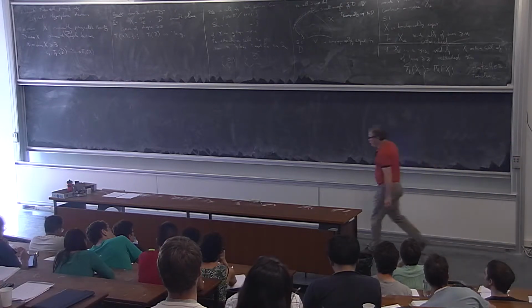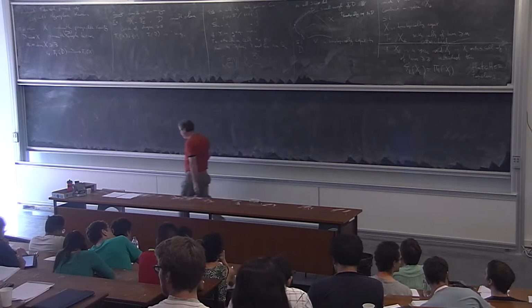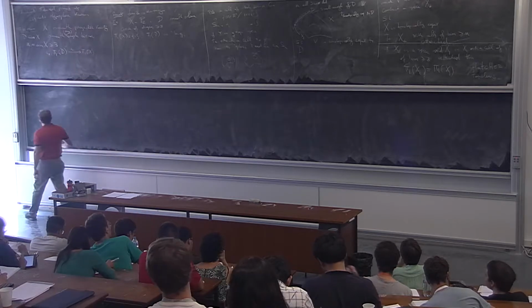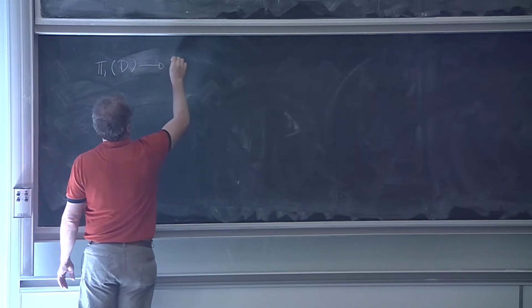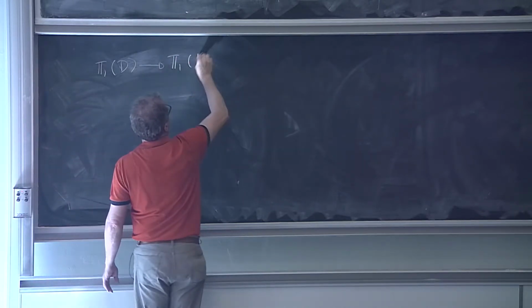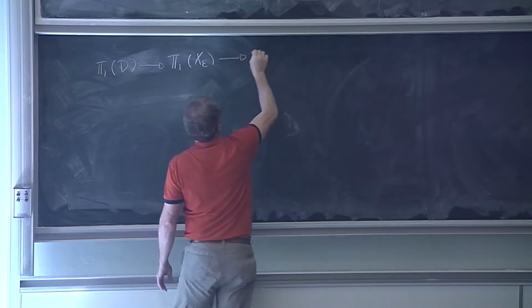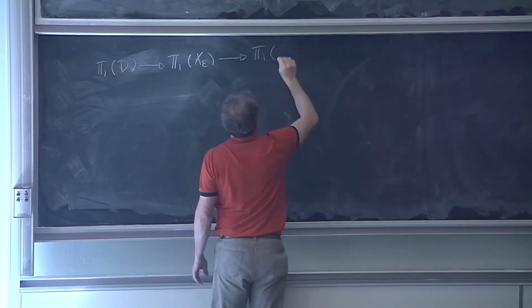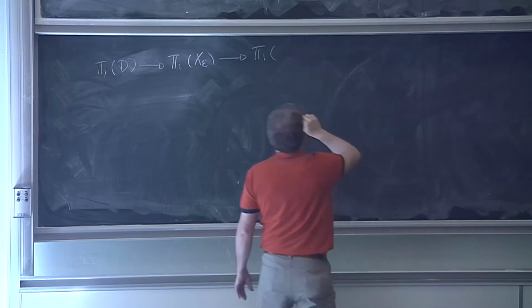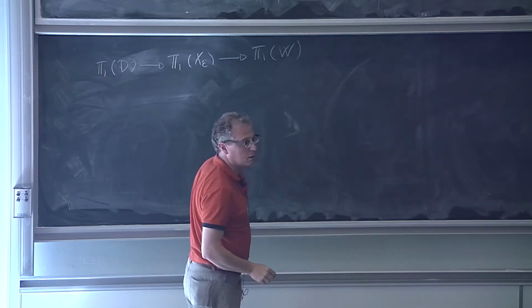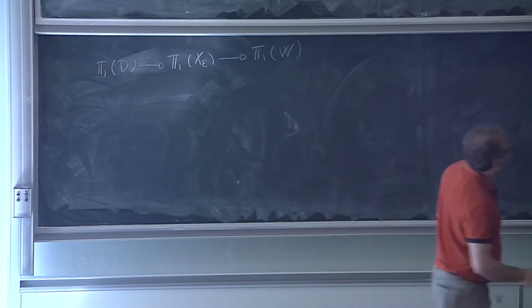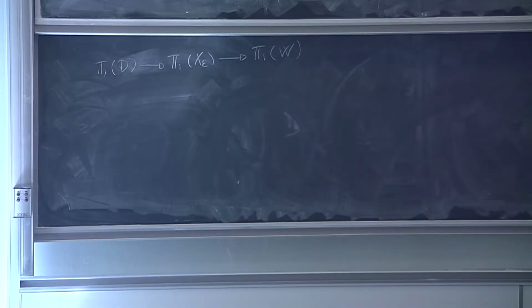And now I have P1 of D, which inside P1 of X epsilon, which is inside P1 of W. Sorry, what is the difference between U W and U wrote P? Sorry, yes, I forgot to, yes, so it's V.